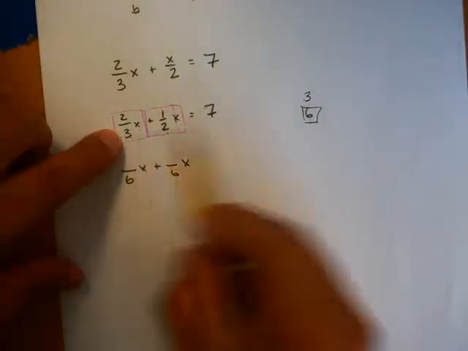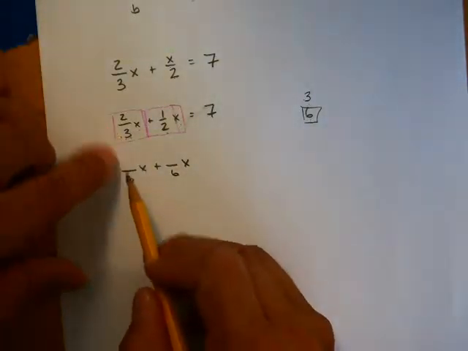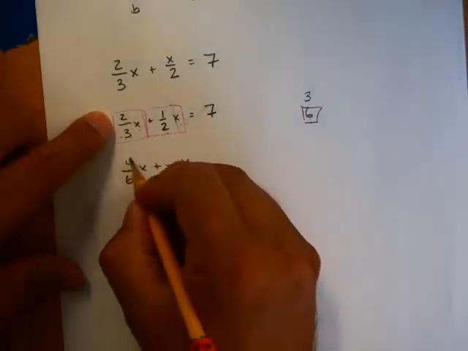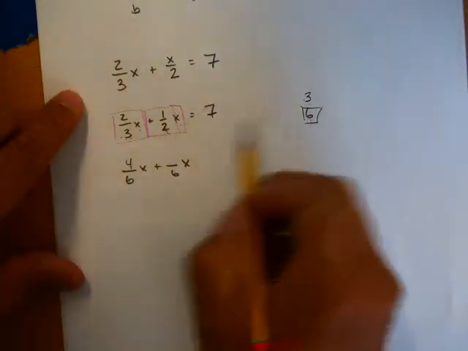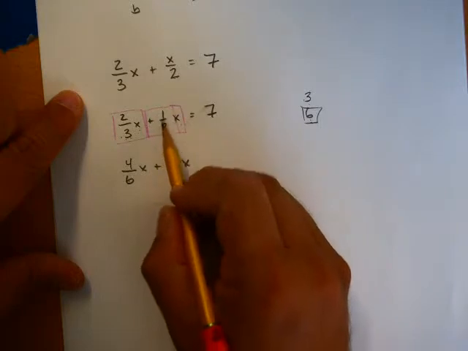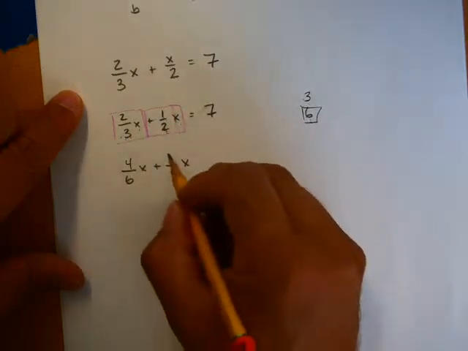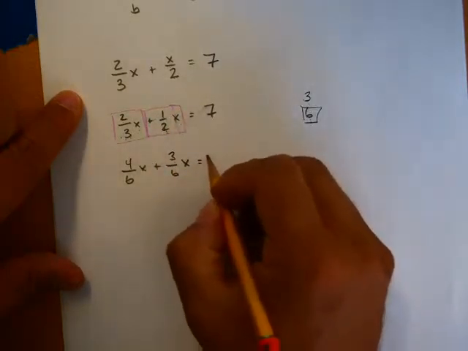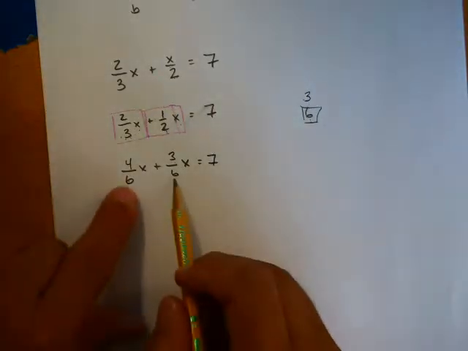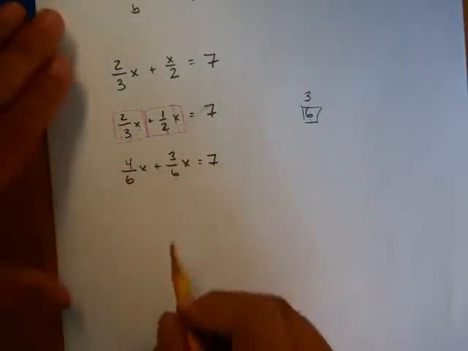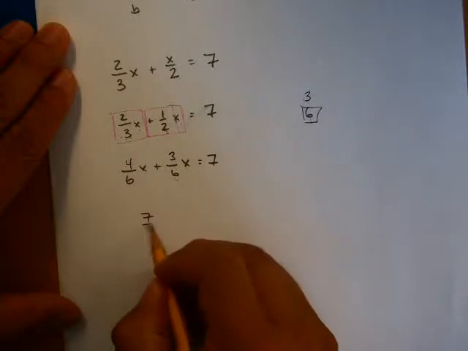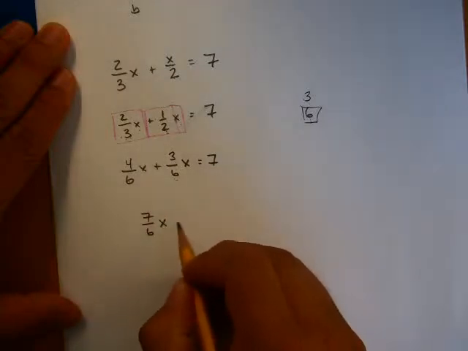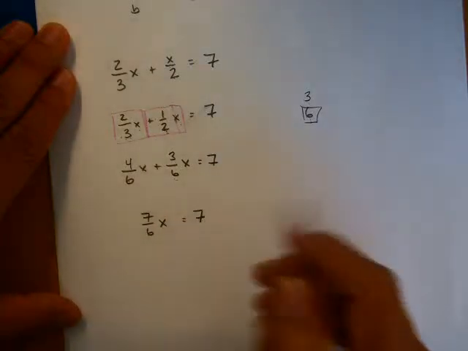And to get the 3 into a 6, I had to multiply it by 2 on the bottom, so I'm going to multiply it by 2 on the top, that's 4. And to make the 2 into a 6, I had to multiply by 3, so I do the same on the top again. 3 times 1, which is 3. Now, same denominator, add the numerators. That means that 7 over 6x is equal to 7.